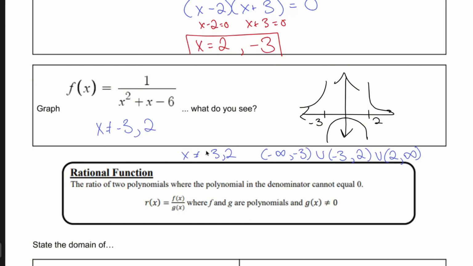And they might say all real numbers except x cannot equal -3 and 2. It all depends. But I'm going to use interval notation. Regardless, what I realize is any number that makes the denominator 0 is no longer in the domain, and therefore I have to skip it.